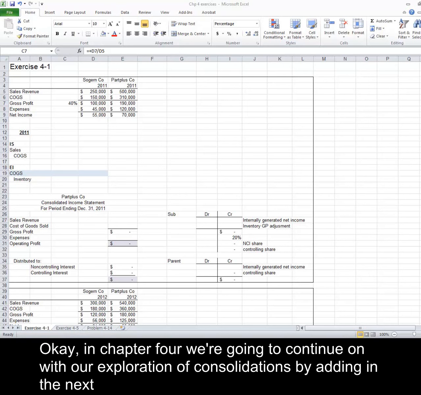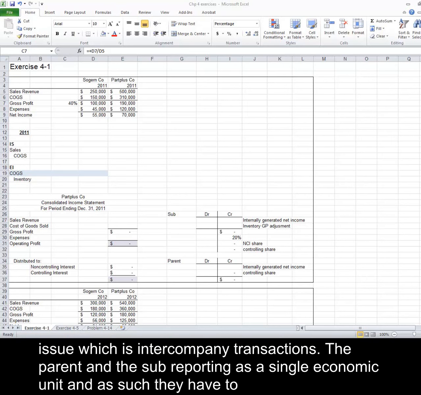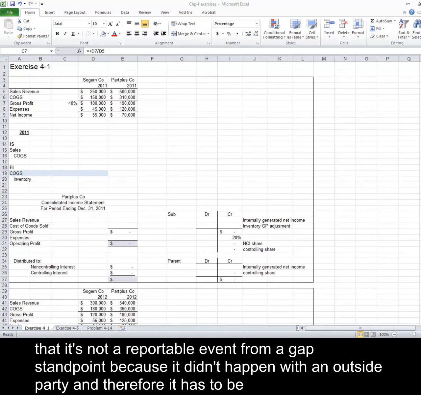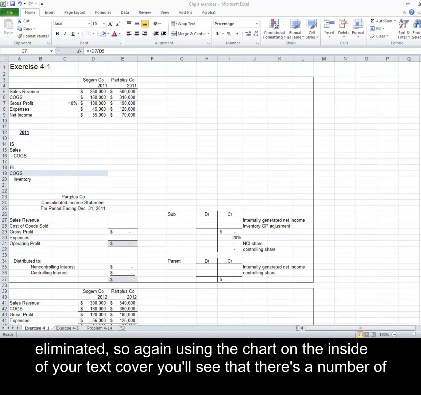Okay, in Chapter 4, we're going to continue on with our exploration of consolidations by adding in the next issue, which is intercompany transactions. The parent and the sub are reporting as a single economic unit, and as such, they have to consider the fact that when they're doing business between the parent and the sub, it's not a reportable event from a GAAP standpoint because it didn't happen with an outside party, and therefore it has to be eliminated.